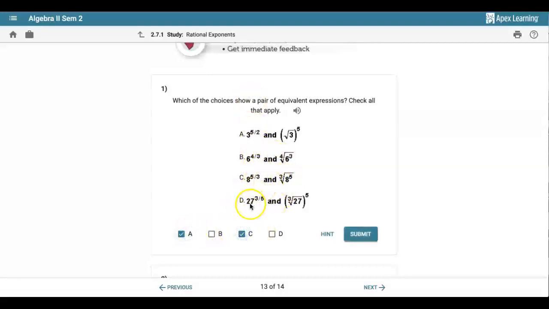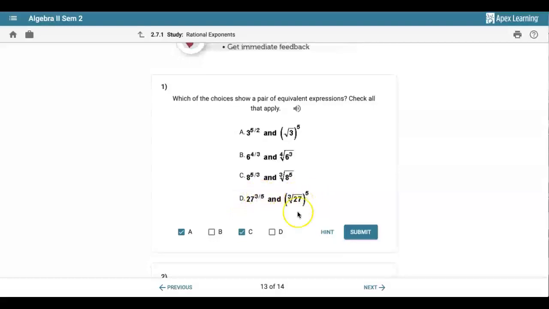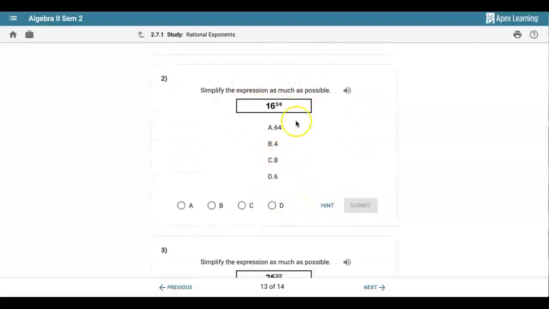All right, and then lastly here, 27 to the 3/2. So again, this is saying to the power of 3 and taking the 2nd root of it. So not D. Again, simplifying the expression by doing whatever processes you want first.